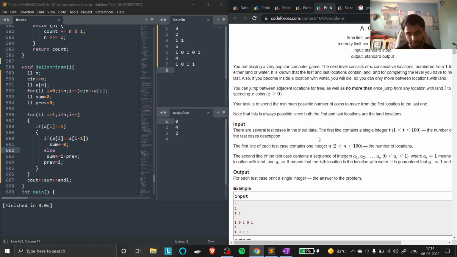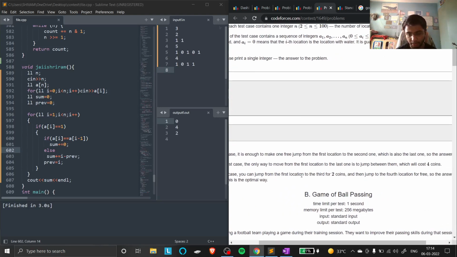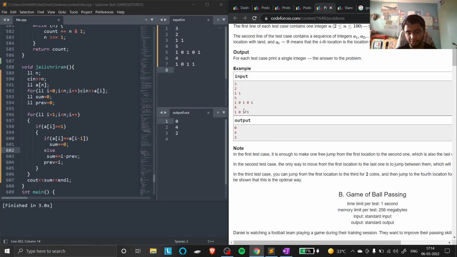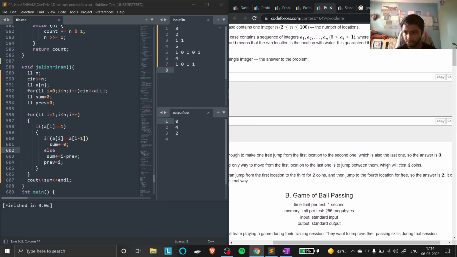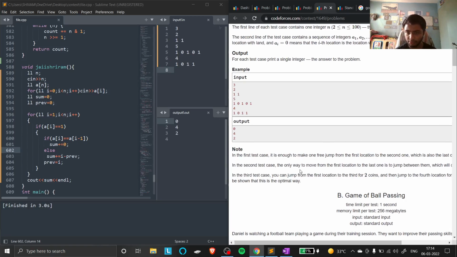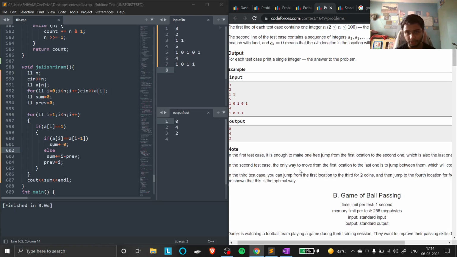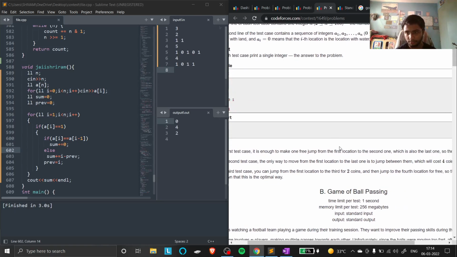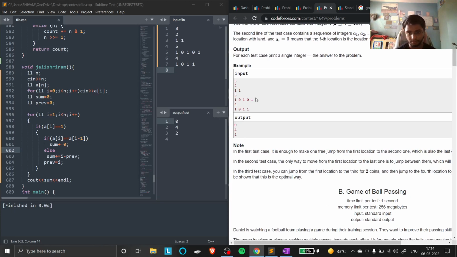So how can we do it? In the first case, it is enough to make one free jump from the first location to the second one, which is also the last one. So the answer is 0. In the second question, the only way is to jump between them, which will cost 4 points.